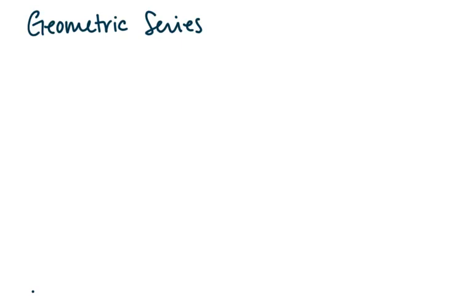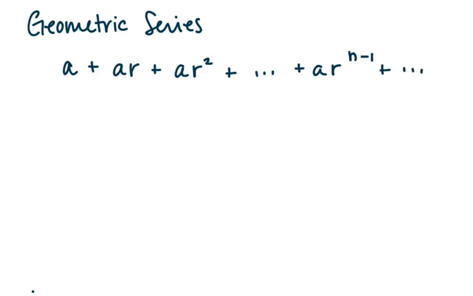So we have a specific form of infinite series called geometric series. The form might be a plus a times r, r being a rate, plus a times that rate squared, plus all the way to a times that rate raised to the n minus 1 power. And this can be represented as the sum as n goes from 1 to infinity of a times r raised to the n minus 1.